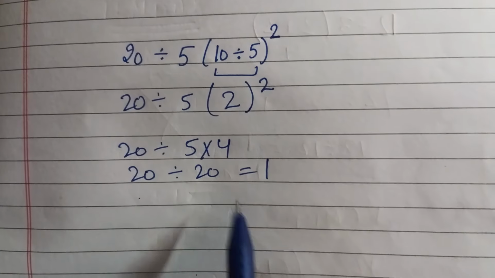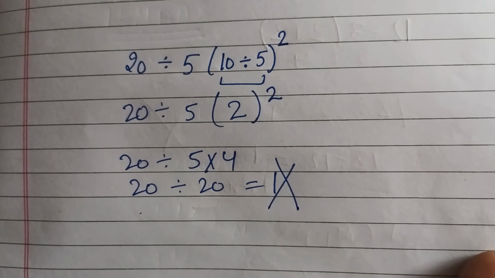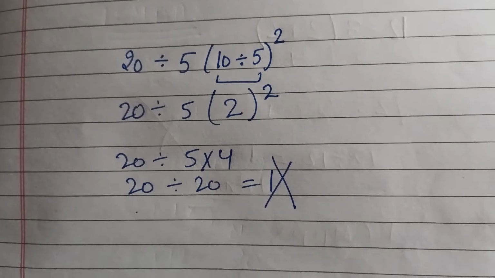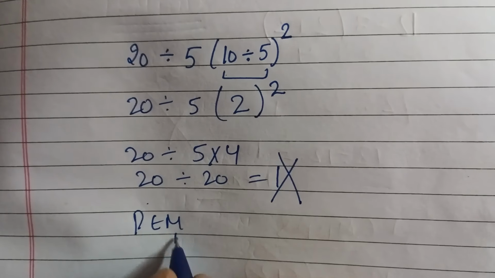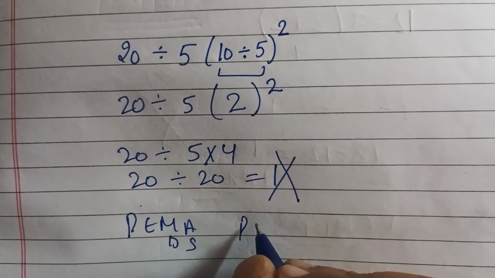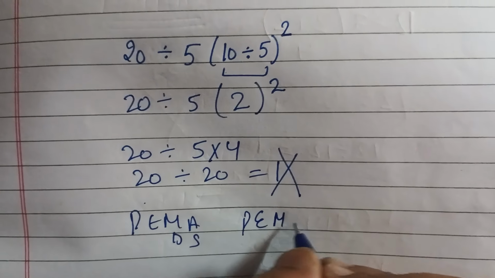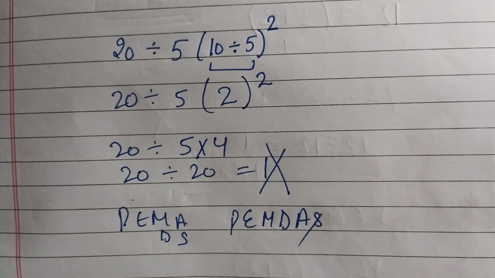If you got your answer 1, this is totally wrong. 1 is not the correct answer because we have to follow the rule of PEMDAS. PEMDAS is parenthesis, exponent, multiplication, division, addition and subtraction.